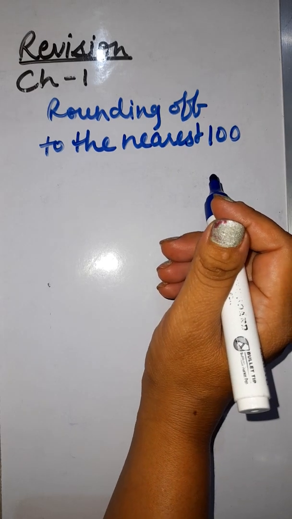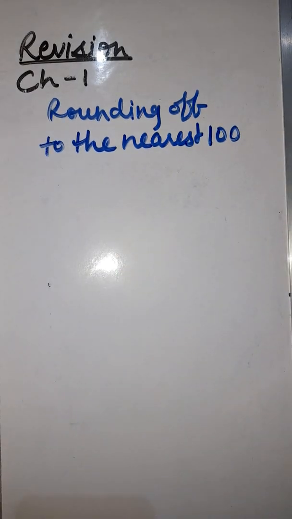Okay, to round off a number to the nearest 100, what we have to do? We round off the multiple of 100. Same rule, just we check the tens place. If the tens place is 1, 2, 3, 4, just round down to the lesser 100. If the digit is 5, 6, 7, 8 or 9, round up to the greater 100.